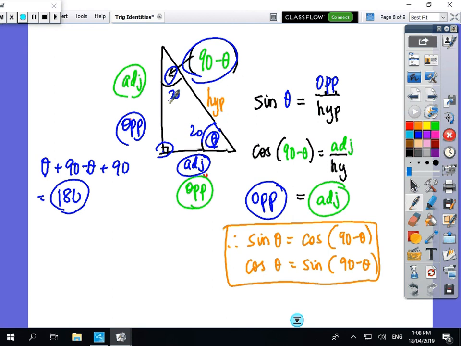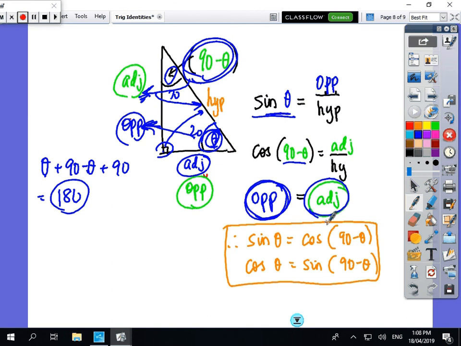Okay, so here's how we prove it. So looking at the angle theta, sine theta equals opposite over hypotenuse. But from this angle up here, 90 minus theta, if I look at cos, I've got the adjacent, which is that side just there, over the hypotenuse. But the opposite blue equals the green adjacent, which means that these two must be equal. Okay, so sine theta equals cos 90 minus theta, and vice versa, cos theta equals sine 90 minus theta.